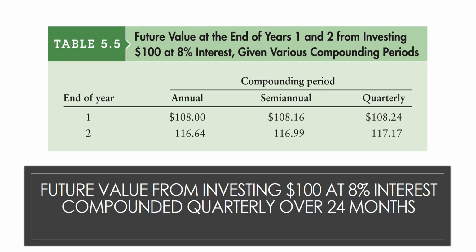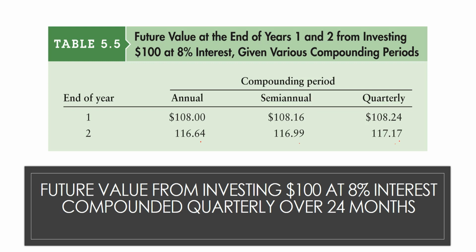And so here we see this. If we have annual compounding versus semi-annual versus quarterly. So at the end of the second year with annual compounding, we'd have 116.64. With semi-annual, we'd have 116.99. And with quarterly compounding, we'd have 117.17. So the greater the compounding frequency, the more periods we get in a year. So if we got down to seconds per year, then you would have more money at the end of the second year than you would with quarterly compounding.